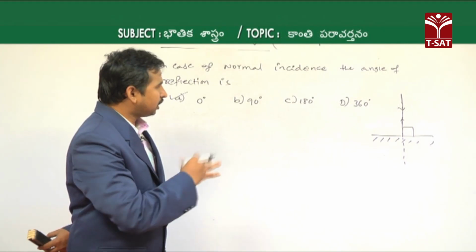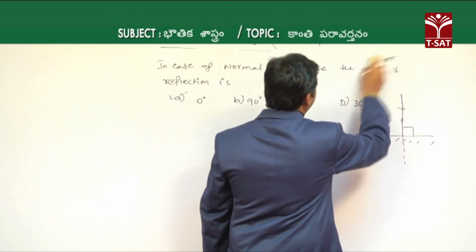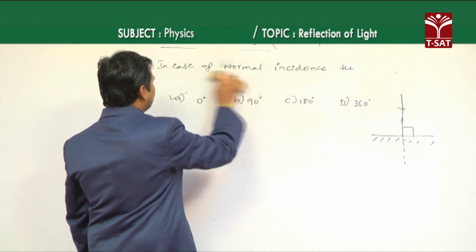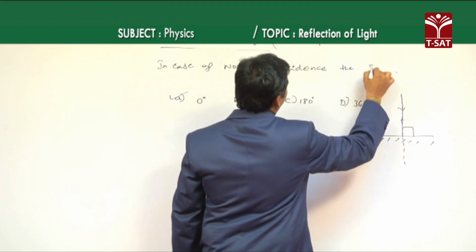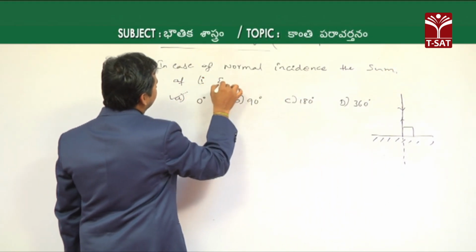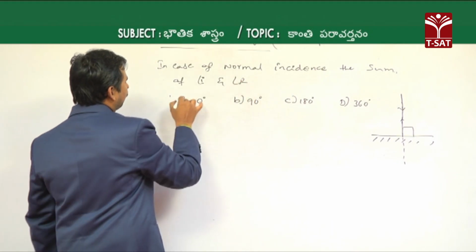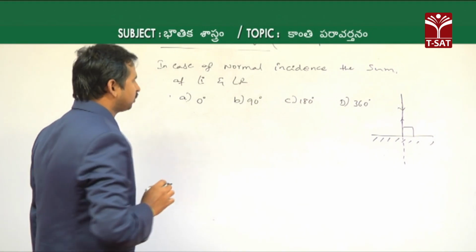But the same question, they can ask like this. In case of this normal incidence, let us suppose you have to find the sum of the angle of incidence and the angle of reflection. They can also ask this.